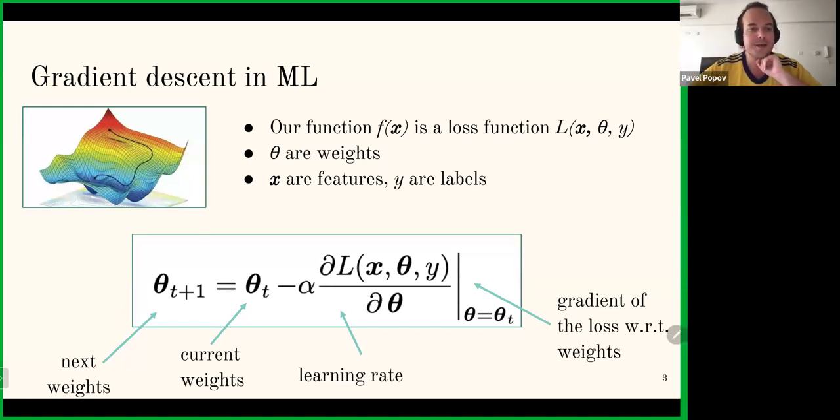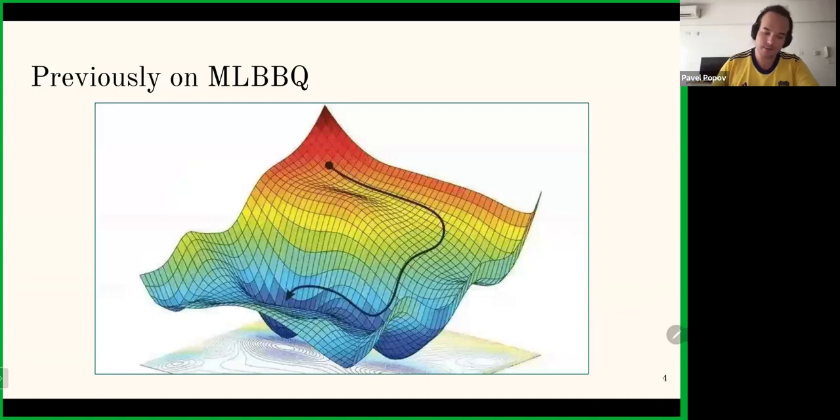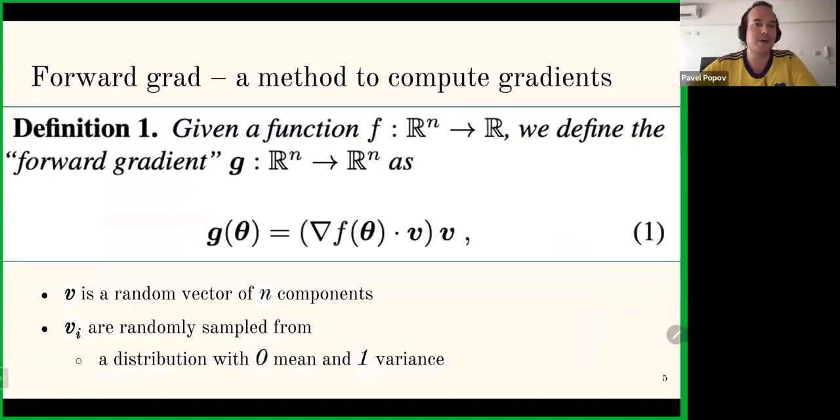However, backpropagation is not the only thing you can use to compute a gradient. So about half a year ago, I was giving a talk about a paper presenting forward gradient. It's another approach for computing gradients. Unlike backpropagation, it does not allow us to compute the exact gradient, but it allows us to estimate it somewhat randomly. And this kind of random gradient can be used to train the models.